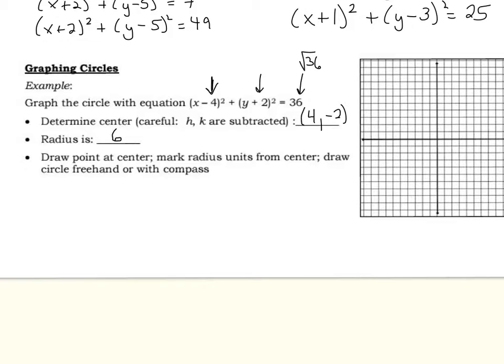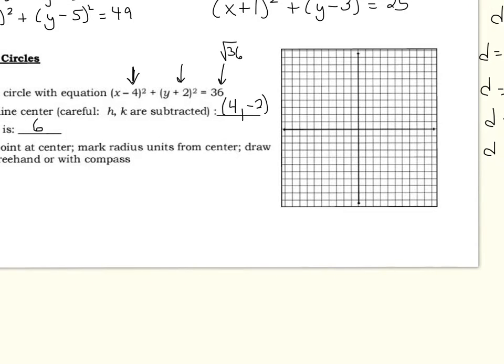So now we've got a center, now we've got a radius, we can draw this really easily. I'll first draw a point at 4, negative 2, which is there. That's my center. And my radius is 6, so I can go in any direction 6 units. So there's 6 units, there's 6 units, there's 6 units, there's 6. It's kind of harder to go diagonal to do 6. But now if I connect those dots that I counted 6 away from the center, there's my circle.